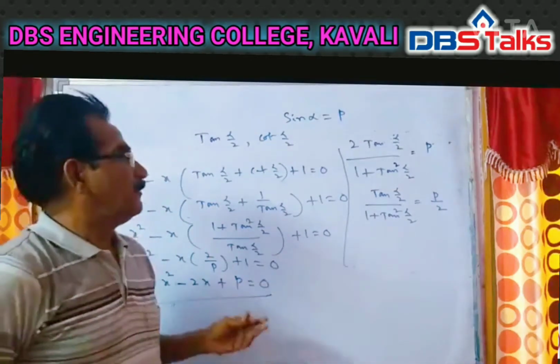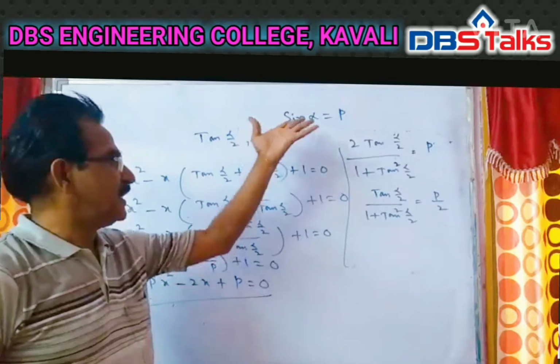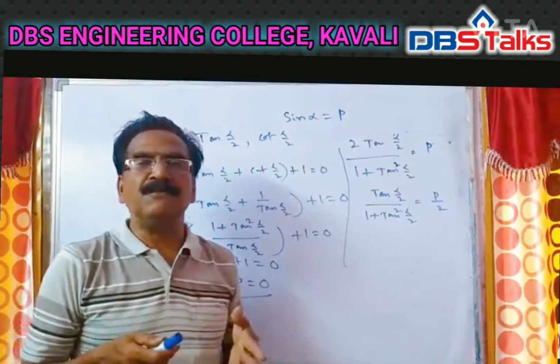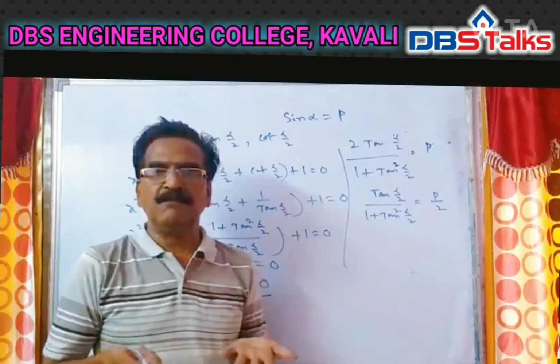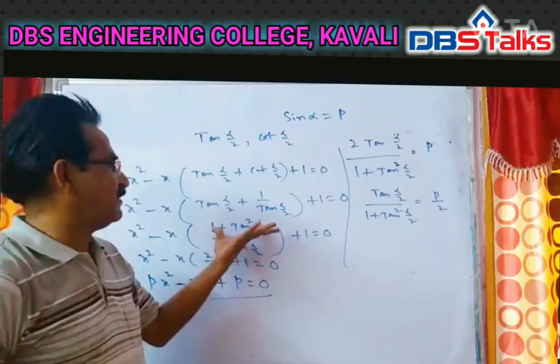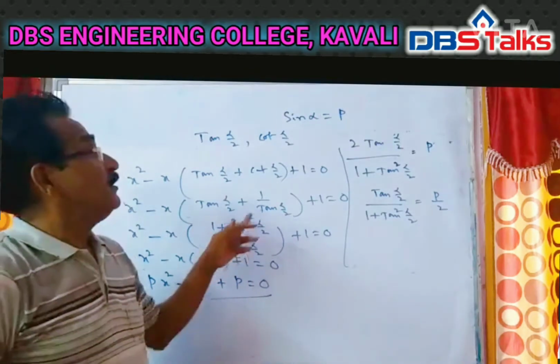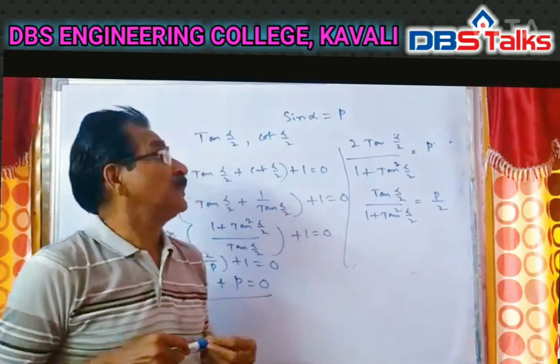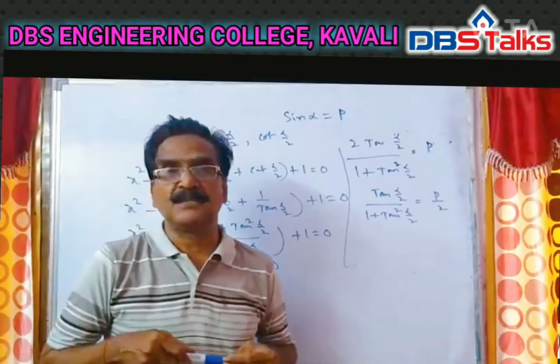So easy problem friends. So we have to change the given data in terms of what we need. We need actually this thing. After looking at this thing, we easily remember that sin alpha is equal to 2 tan alpha by 2 by 1 plus tan square alpha by 2.